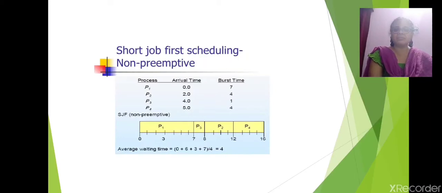This is the Gantt chart of shortest job first scheduling, the non-preemptive one. Consider the processes P1, P2, P3, P4, where arrival time and burst time are also given. For the average waiting time, the waiting time for process P1 is 0, for process P2 it is 7, and for process P3 it is 8. Likewise the waiting times are given, and then the average waiting time is 4.